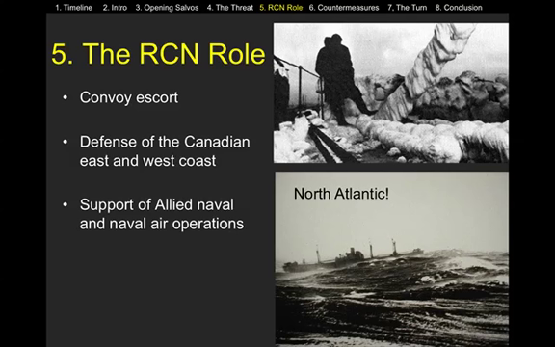Now, what was the role of the Royal Canadian Navy? Remember that the Canadian Navy had only 13 ships at the beginning of the war, and those were all old ships. One of the primary roles of the Royal Canadian Navy is to escort the convoys of supplies across the North Atlantic. Of course, they're also involved in the defense of both the east and west coast of Canada.